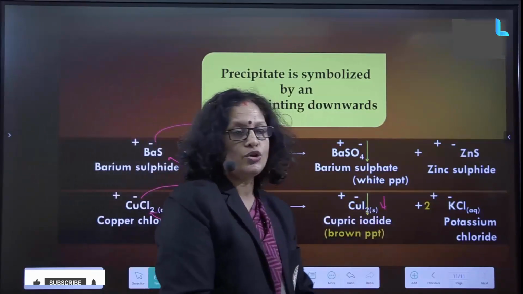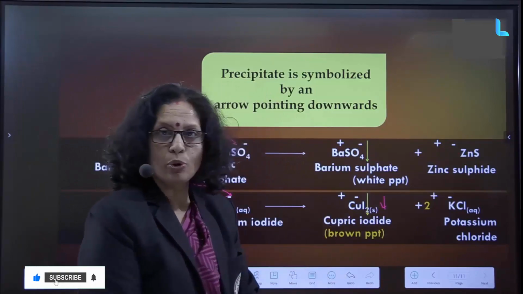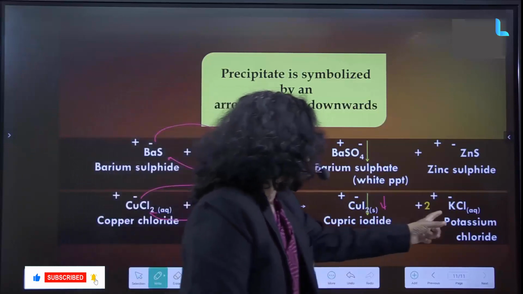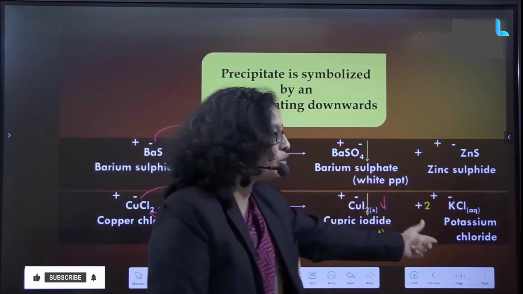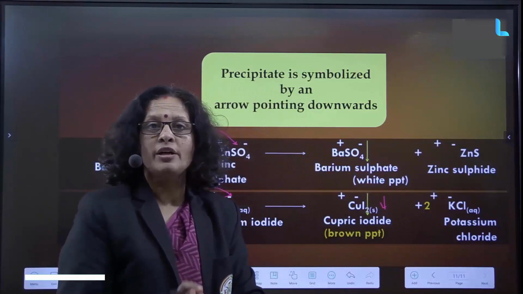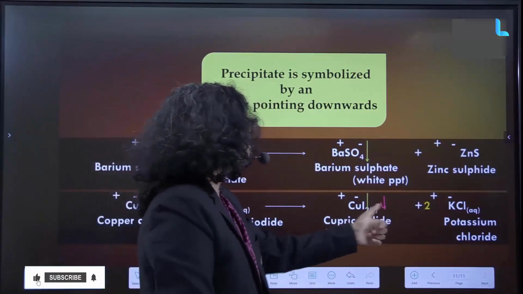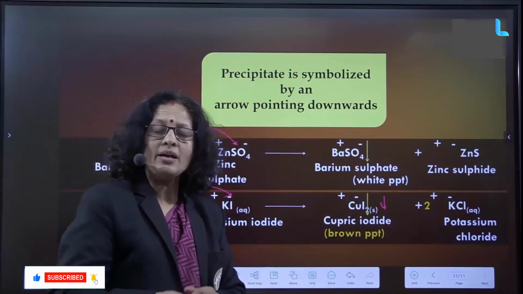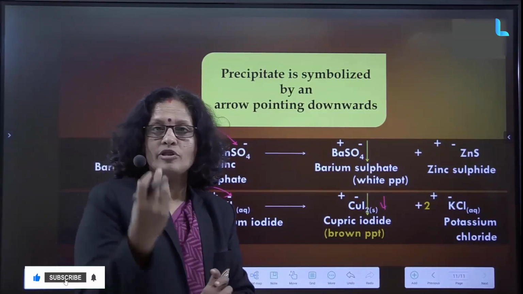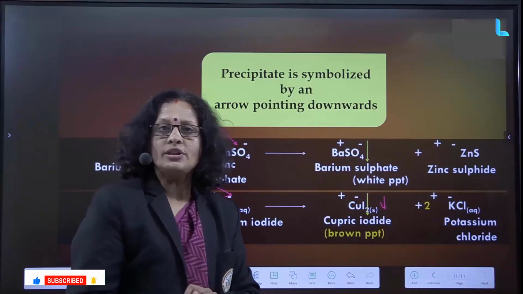So what are you getting? CuI2 is a precipitate of cupric iodide. Cupric chloride will convert to cupric iodide and here potassium iodide will convert to potassium chloride. Okay, interchange of valence is happening. That is called double displacement. So at a time two components are getting displaced and one will be converting into solid crystals, that is precipitate, which is settling down at the bottom of the test tube.